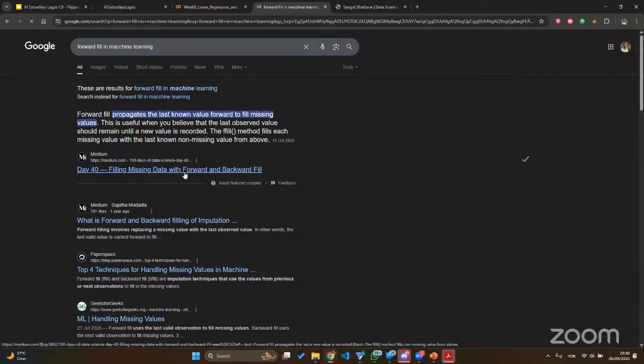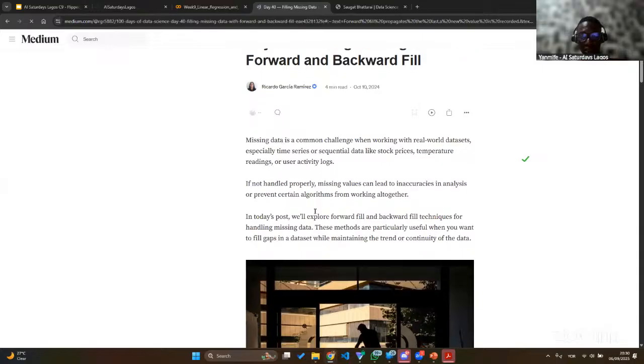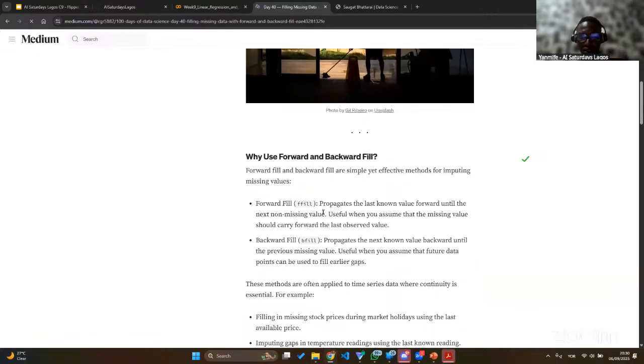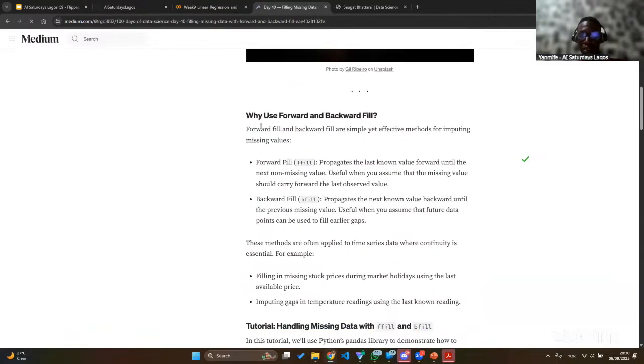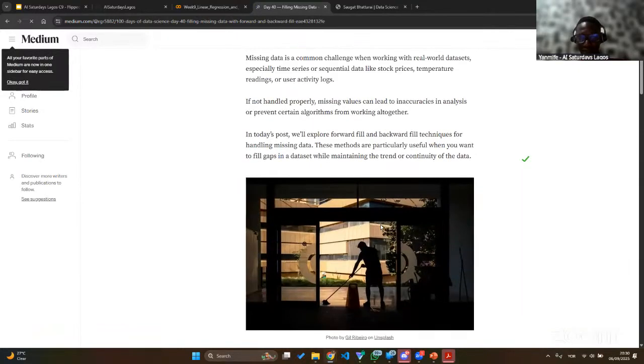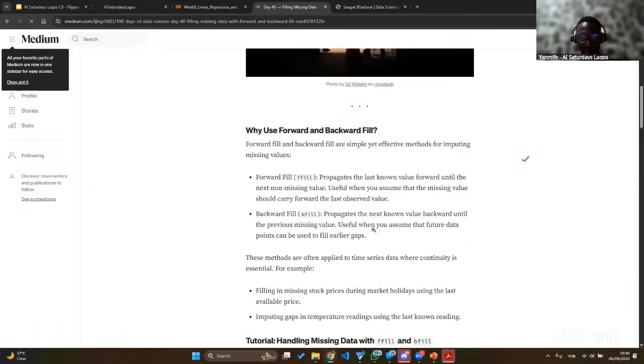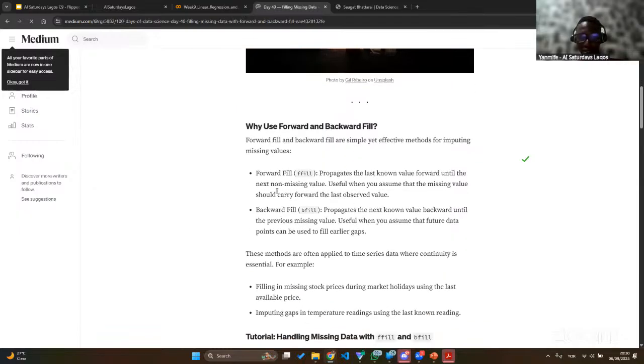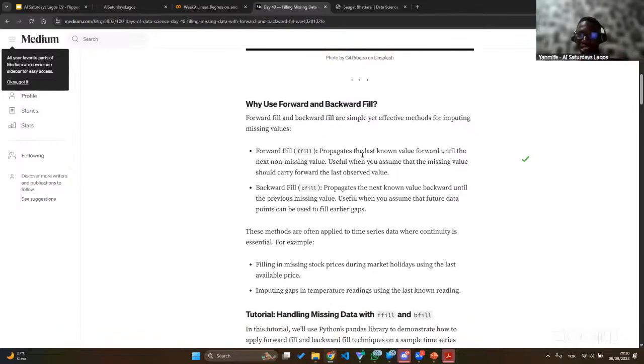Yes, sir, we can see it. Let me click on it. Okay, this is it. Forward fill and backward fill are simple. It says that it propagates the last known value forward until the next non-missing value.